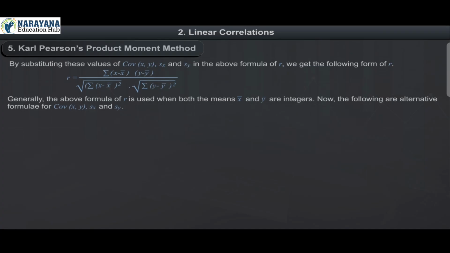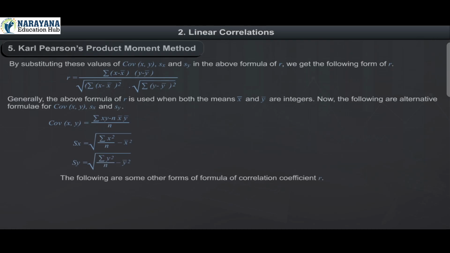Now, the following are alternative formulas for covariance xy, Sx and Sy. Covariance xy is equal to sigma xy minus n x bar y bar, divided by n. Sx is equal to under root sigma x square divided by n minus x bar square. Sy is equal to under root sigma y square divided by n minus y bar square. The following are some other forms of the formula of correlation coefficient R.